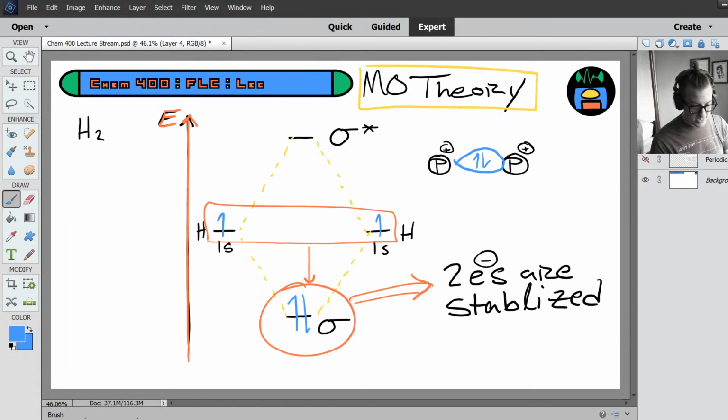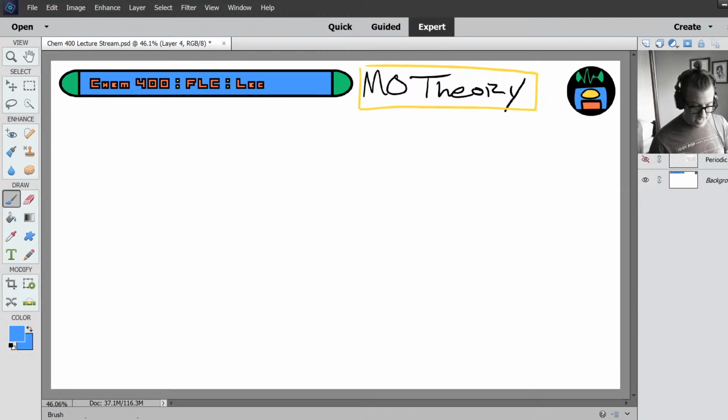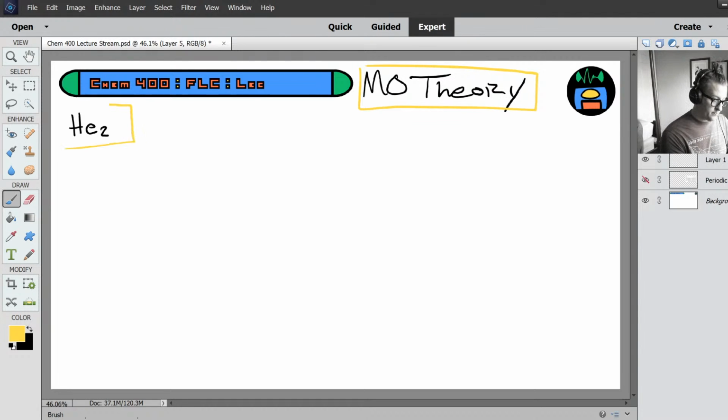And with that in mind, let's move on and draw the molecular orbital diagram for dihelium, He2. This molecule does not form, right?